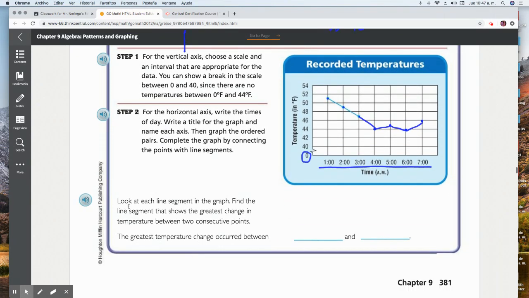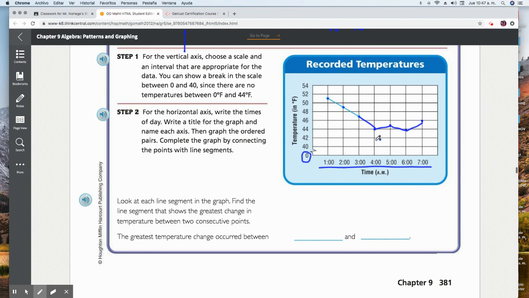Okay, now look at each line segment in the graph. Find the line segment that shows the greatest change in temperature between 2 consecutive points. The greatest temperature change occurred between blank and blank. Okay, so where is the greatest change in this line segment? Between which hours do you see that the line went down further?